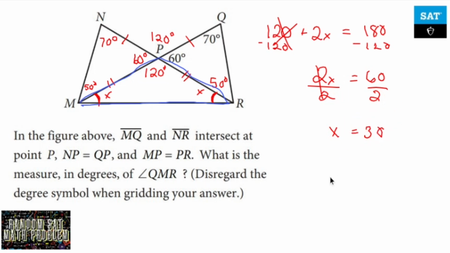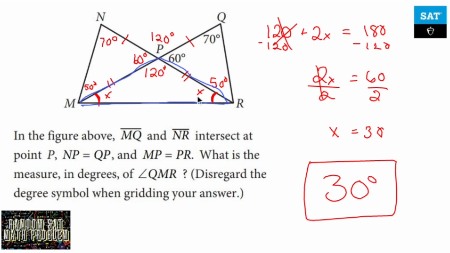Disregard the degree symbol when gridding your answer. But that's what we have. So you're 30, you're 20, everything adds up. All of these extra angles are just for fun, for future reference, I guess.